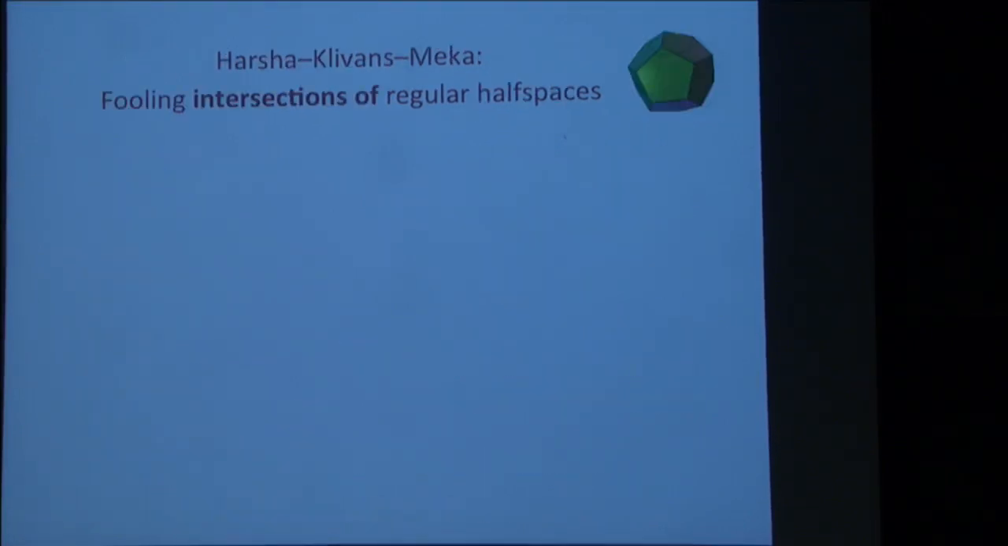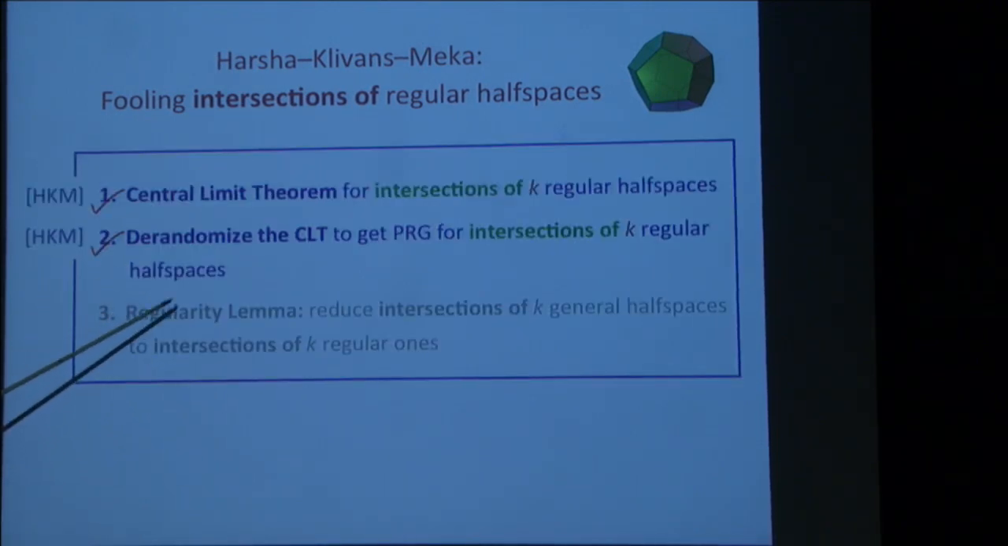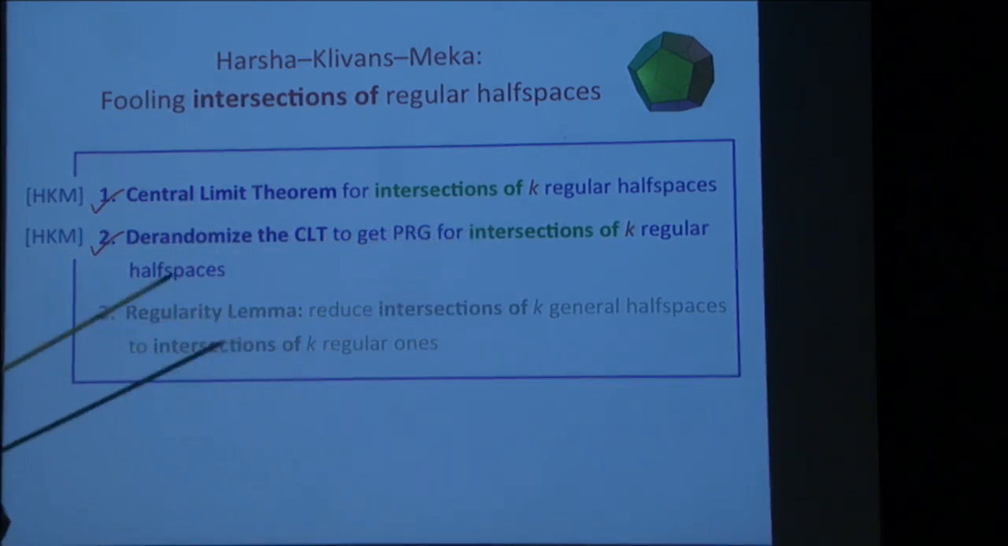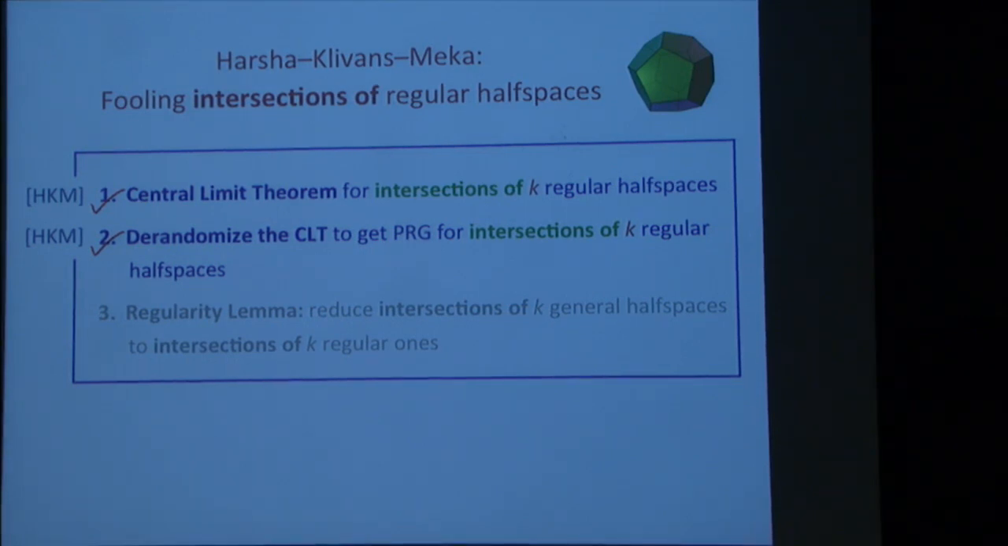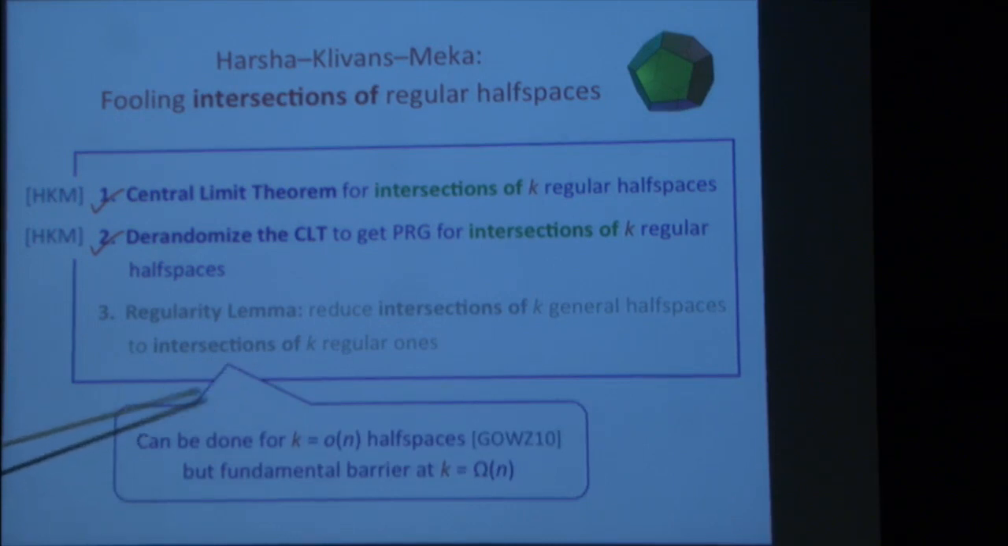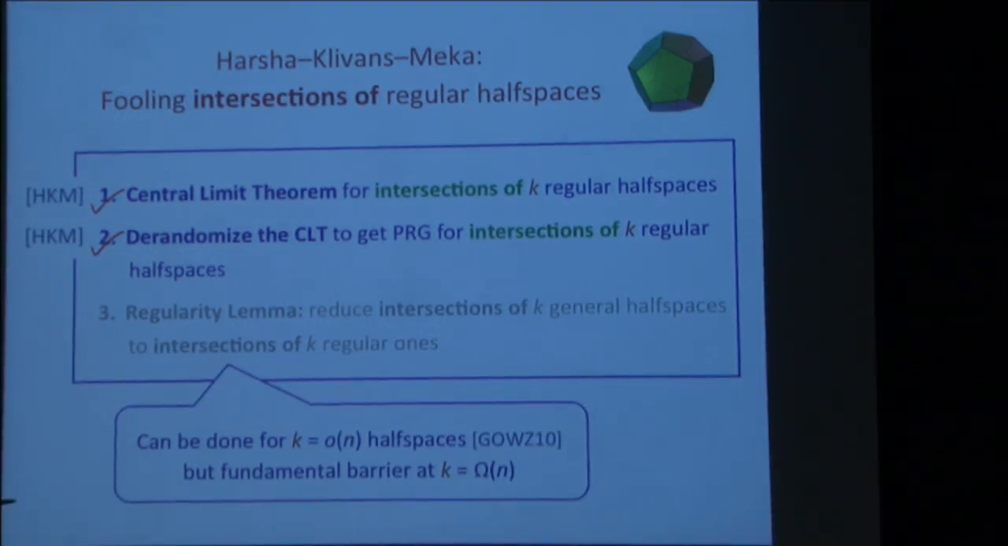Okay? So the next stage, let's zoom in on Harsha-Klivans-Meka, see what they did. They managed to fool, again, intersections of regular half-spaces. Like I said, they came up with a central limit theorem for intersections of k half-spaces where the error bound was only polylogarithmic in k. They were also able to de-randomize it, again, with only a polylogarithmic in k seed length. But then the last step, ideally we'd be able to extend this to general half-spaces. The last step, where you reduce a k-tuple of general half-spaces to just regular half-spaces, doesn't work with a polylogarithmic dependence on k.